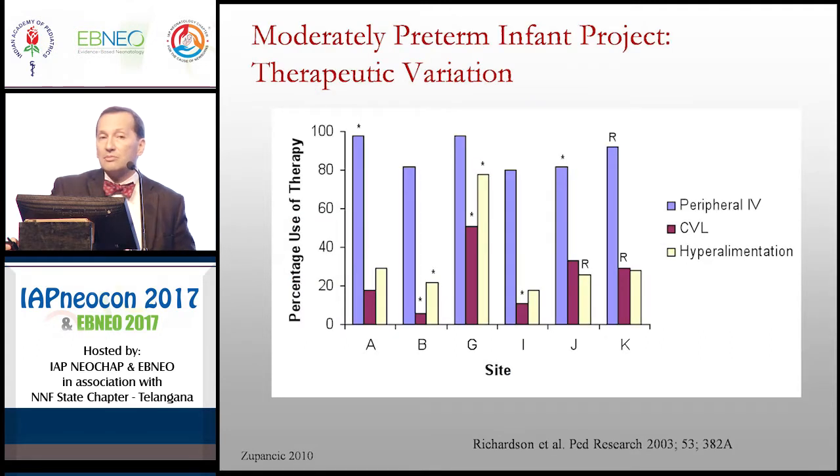It's not only outcomes, it's also therapies, and so this is therapeutic variation amongst moderately preterm infants in a project that we did also at around the same time. And here you can see, for example, that the use of central venous lines in quite large babies, these are 30 to 35 week infants, also varied by a factor of 3 or 4 across the 10 institutions, of which 6 are shown in this slide, that participated in the MPIP project of moderately preterm infants.